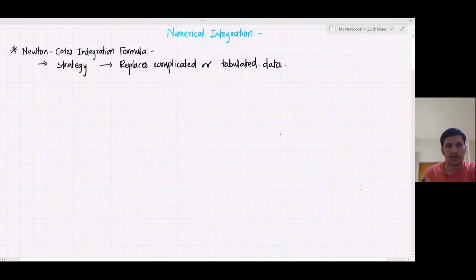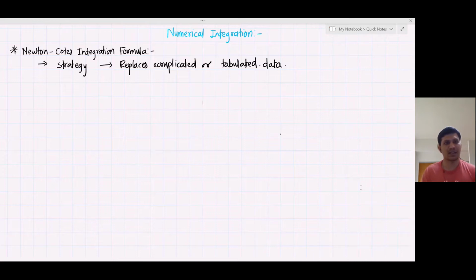So hello guys, welcome. Today we are going to discuss some numerical integration techniques, and these are known as the Newton Cotes integration formula. Actually, there are two types of Newton Cotes integration formula. One is the open and second is the closed, and we are going to discuss only closed integration formulas here. In the closed Newton Cotes integration formula, we know the starting and end point values of the function.